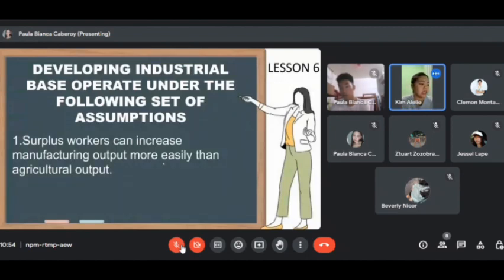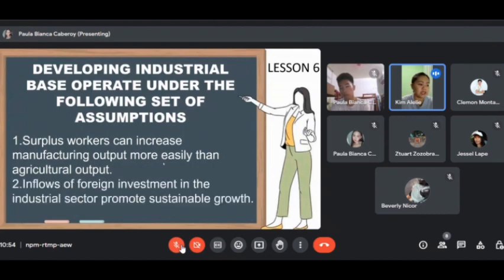And second is inflows of foreign investment in industrial sectors promote sustainable growth. When we say inflows of foreign investment in the industrial sector to promote sustainable growth, it means that foreign investment in the country's industrial activities has the potential to contribute to long-term economic development in a way that is environmentally responsible, socially inclusive, and economically valuable. This approach aims to balance economic growth with environmental and social well-being to create a more prosperous and equitable future.